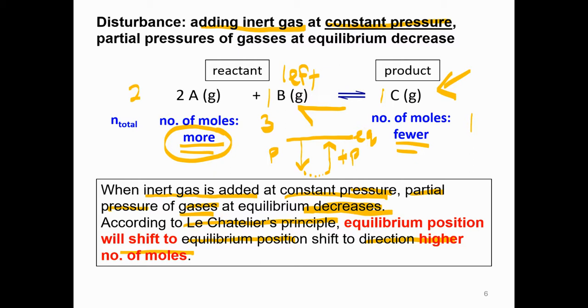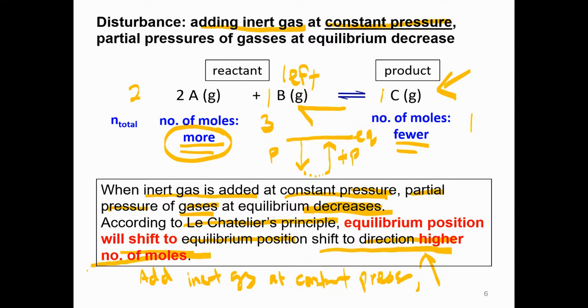So just to remind again, remember when we add inert gas at constant pressure, the equilibrium will shift to the direction of higher number of moles. So that's all for adding inert gas at constant pressure.